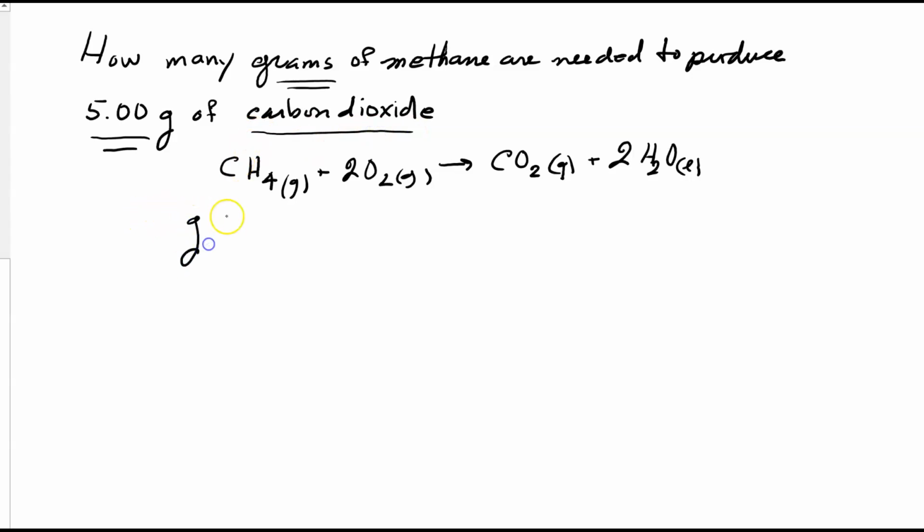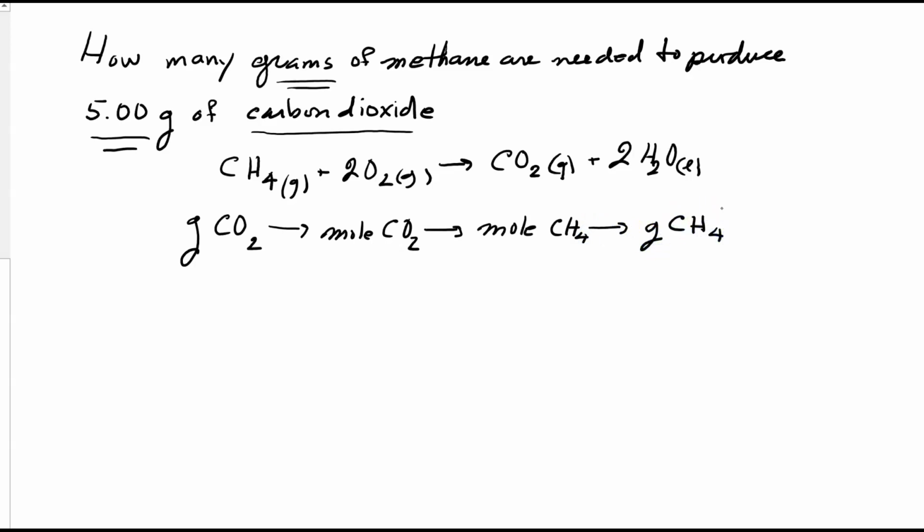So we're going from grams of carbon dioxide. We're going to need to convert that to moles of carbon dioxide. We're going to need to convert that to moles of methane, and convert that to grams of methane. Notice in this case we're going from the products to the reactants, but as you can see, the process is the same. Mathematically, they fit the same sequence.